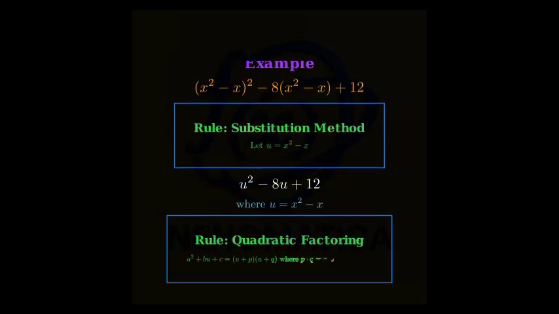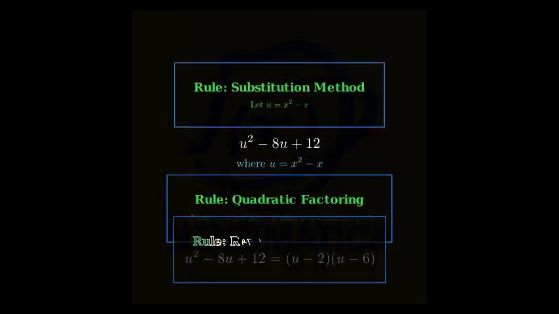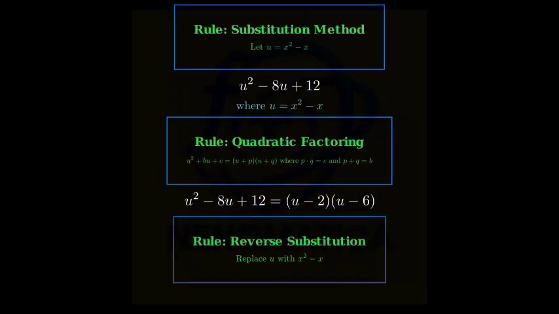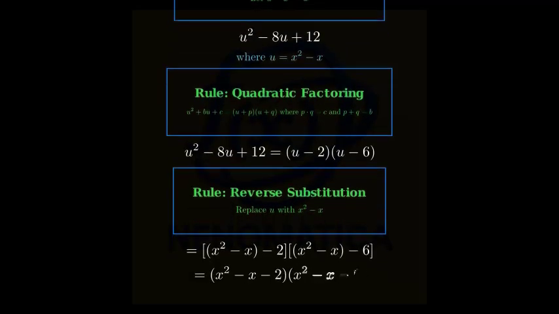Now we'll use the quadratic factoring method to factor this expression. We need to find two numbers that multiply to give 12 and add up to negative 8. The two numbers that multiply to 12 and add up to negative 8 are negative 2 and negative 6. So u squared minus 8u plus 12 can be factored as (u minus 2) times (u minus 6). Now we'll substitute back our original expression x squared minus x for u to get the factored form in terms of x. Substituting back u equals x squared minus x, we get the expression equals (x squared minus x minus 2) times (x squared minus x minus 6).